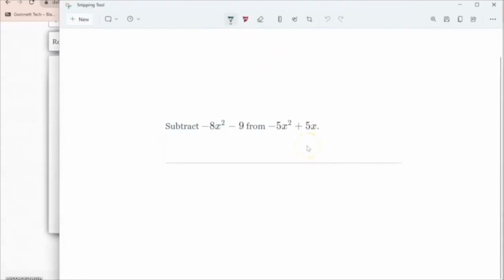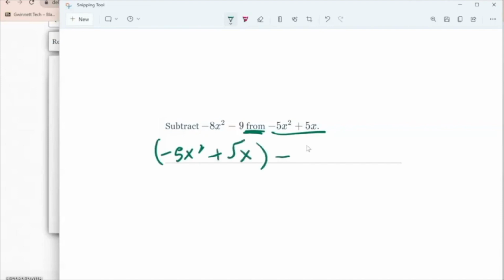It says subtract from this. So we're doing subtraction. All right, and remember, if I'm going to the cafeteria from my classroom, where do I start? My classroom, right? So I start after "from." So I start with this. So it's really negative 5x squared plus 5x. All right, minus, because it says subtract, negative 8x squared, minus 9. Okay, so that's the question.